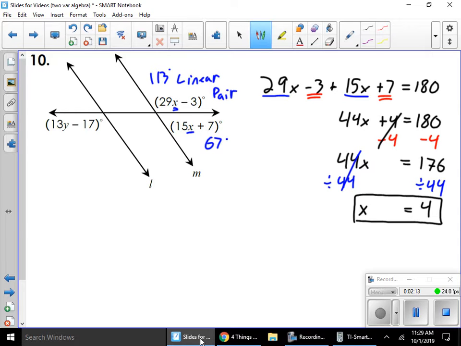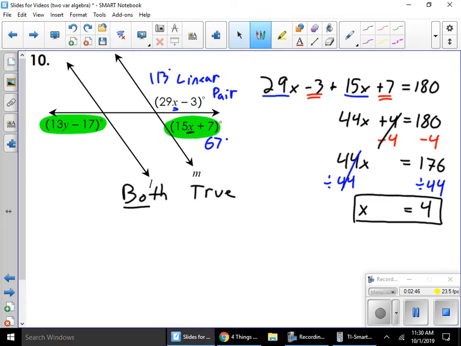Now as far as getting that y, you have choices. This angle over here. The quickest way to go about this is to look at the relationships you've got. In this case, what we have are either alternate exterior angles or consecutive exterior angles. So there are a couple of possibilities there. There are two true equations.